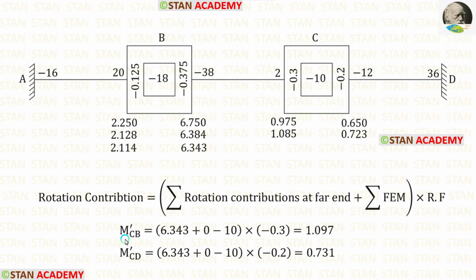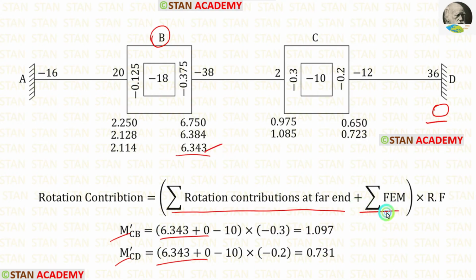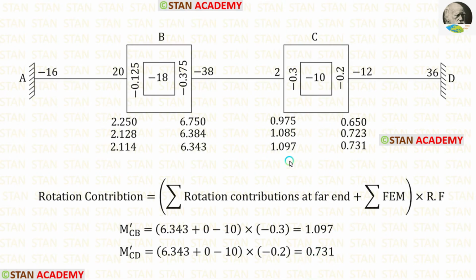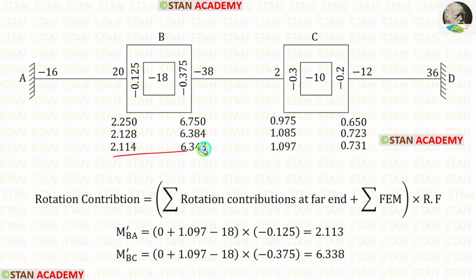Let us apply them. Now let us find M-CB and M-CD. In the point B, now we have the latest rotation contribution 6.343, and in the point D, the rotation contribution is 0. So for the summation of rotation contributions at far end, we have 6.343 plus 0. The summation of fixed end moments is minus 10. Let us apply the rotation factors. For CB, it is minus 0.3, and for CD, it is minus 0.2. After the calculation, for M-CB, we are getting 1.097, and for M-CD, we are getting 0.731. Let us apply both of them. We have finished the third cycle.